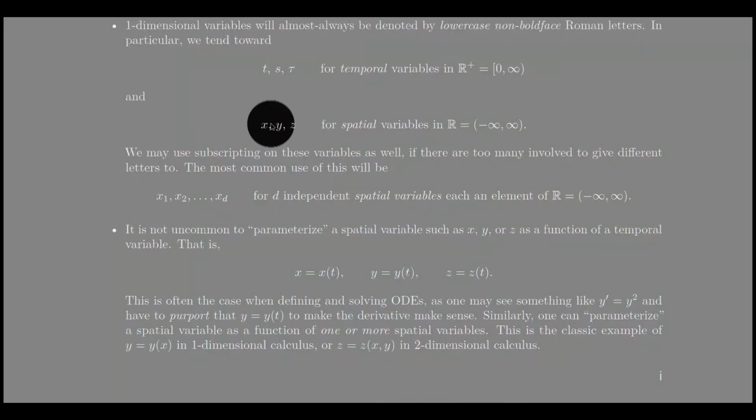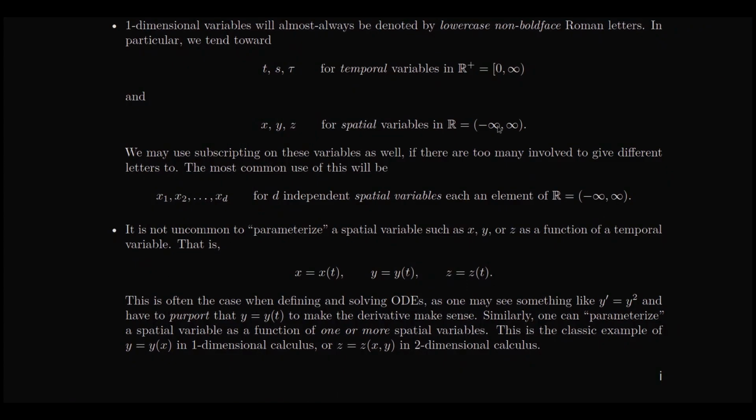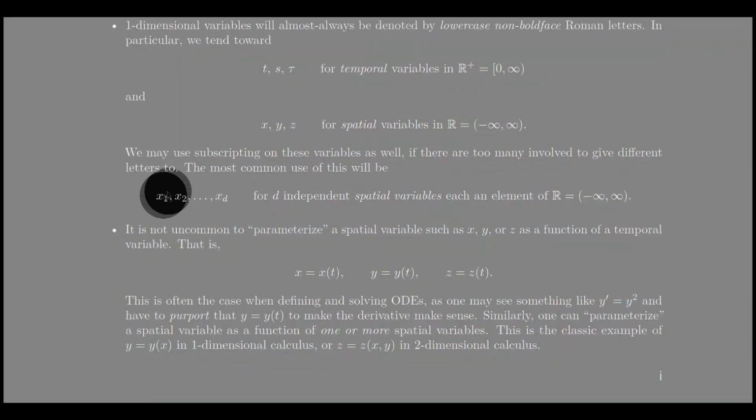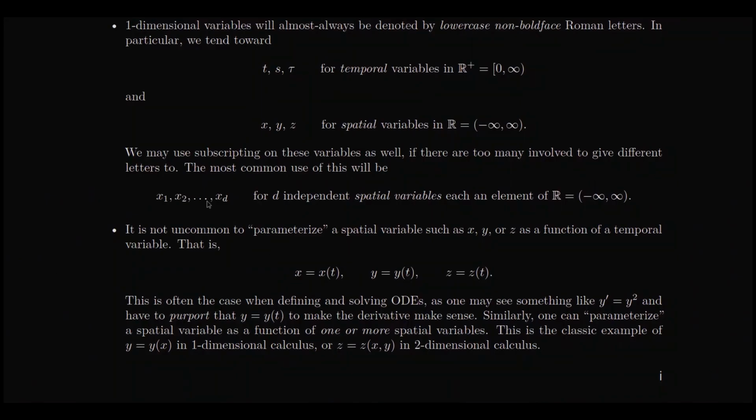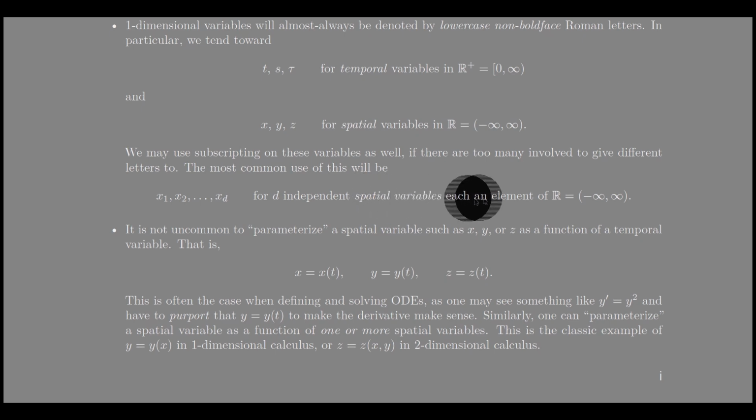Moreover, we're going to use the variables x, y, and z for spatial variables, and these are going to exist on the entire real line. In addition to all of that, we're going to sometimes subscript variables. Usually this will be with regards to spatial variables. And the idea is that we're going to be working in d-independent spatial dimensions sometimes.